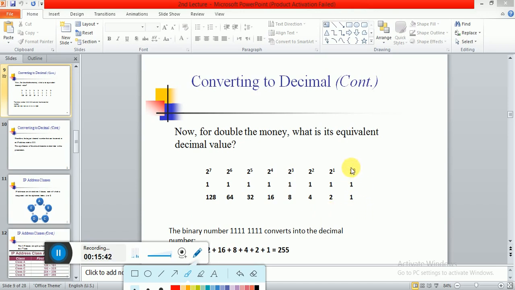2 raised to power 0, 2 raised to power 1, 2 raised to power 2, 3, 4, 5, 6, 7, which is equal to: 2 raised to power 0 is 1, 2 raised to power 1 is 2, then 4, 8, 16, 32, 64, 128 in decimal number. This is actually in decimal number.